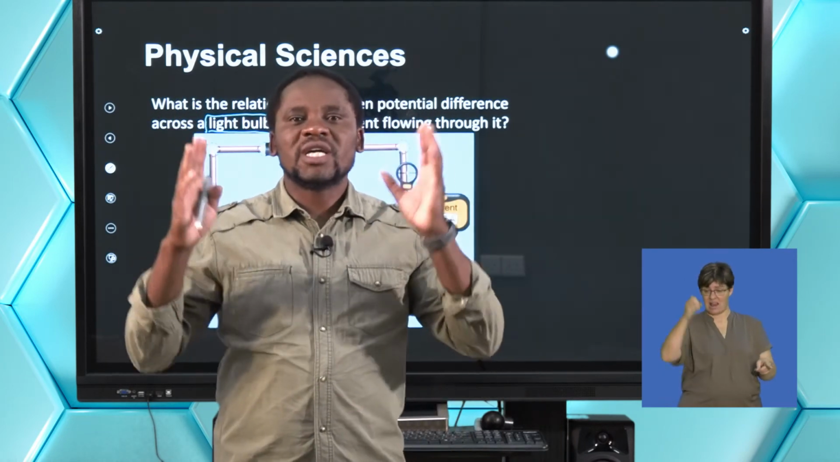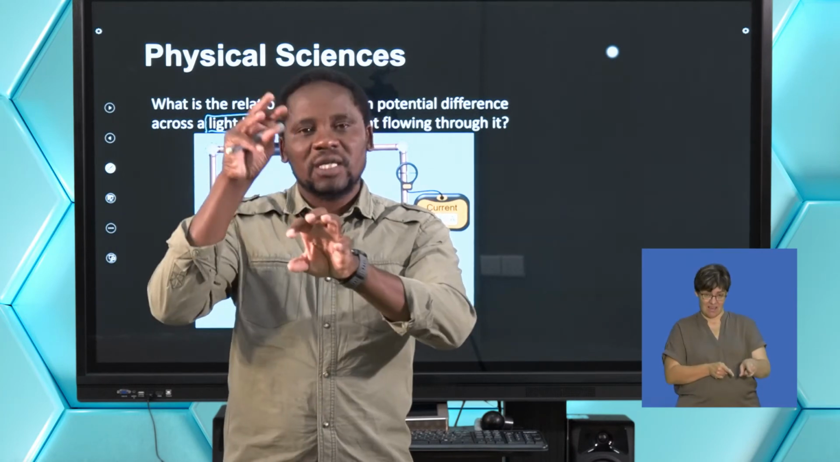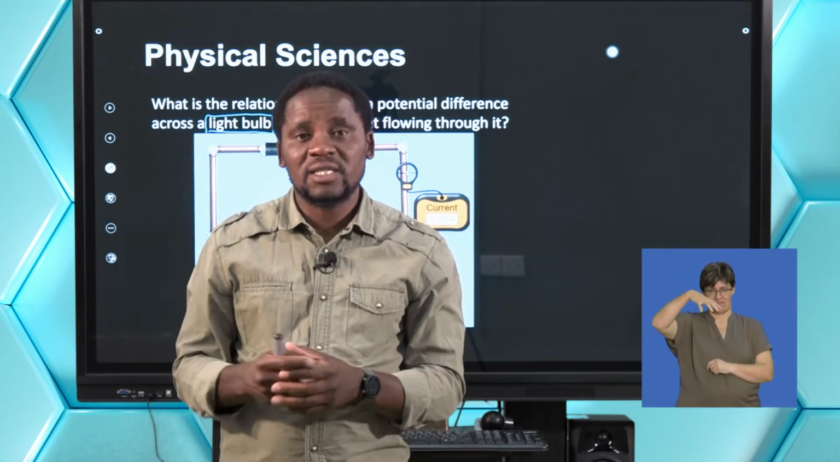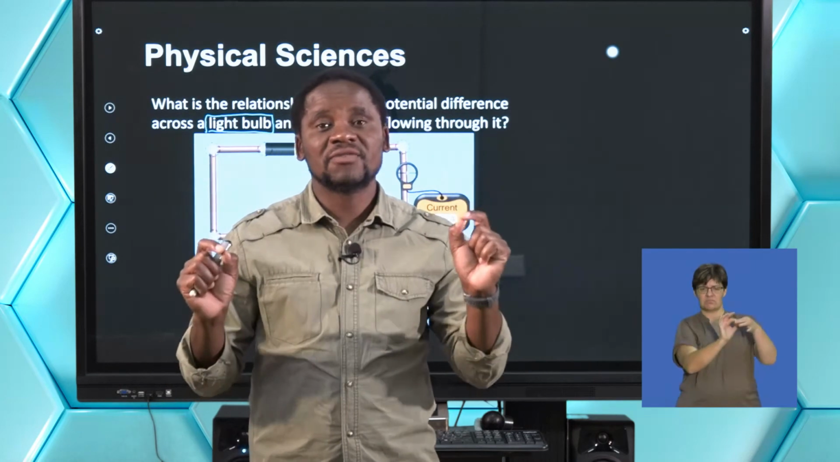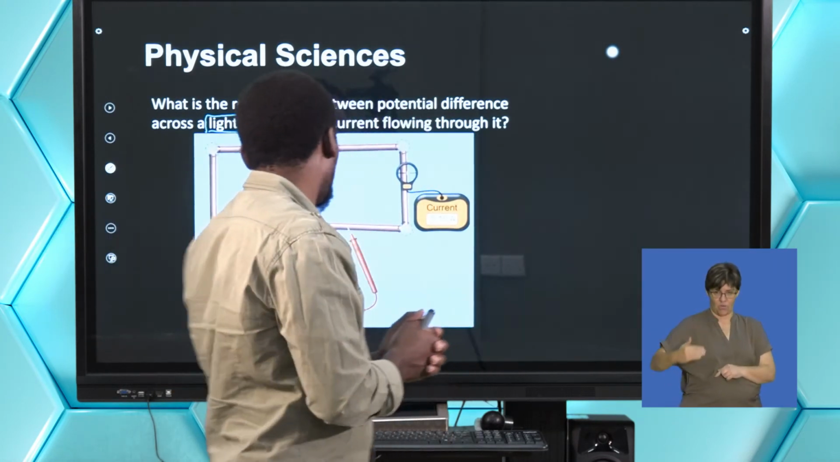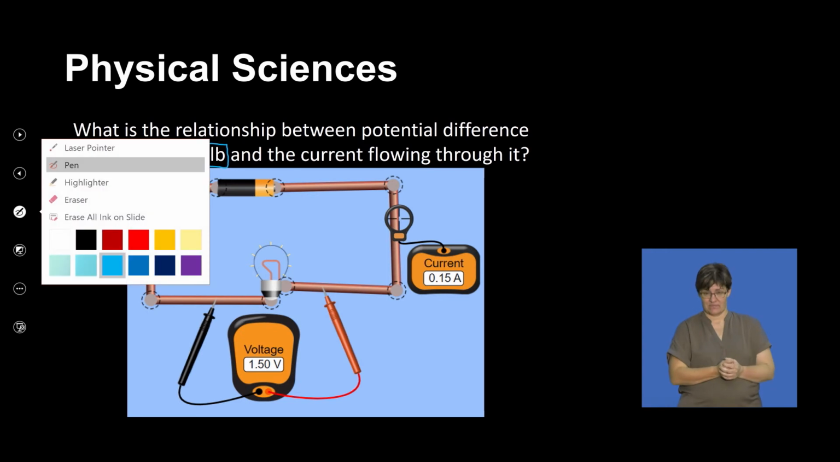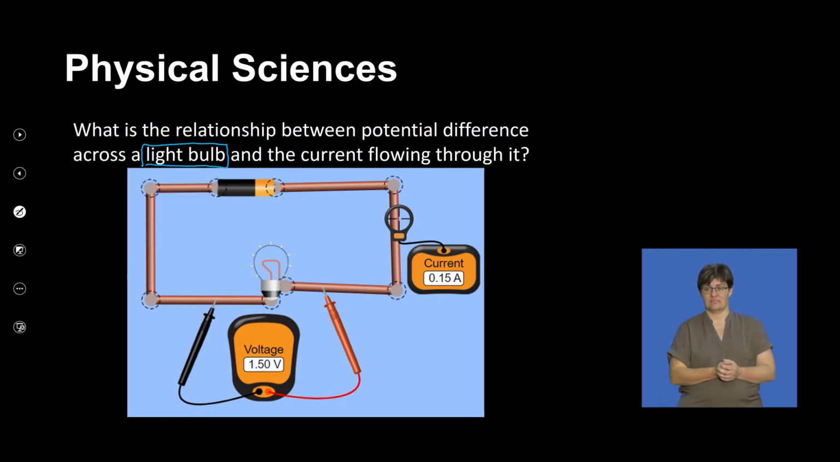So we're trying to establish that in the place of a resistor, we place a light bulb and explore the relationship that exists between the potential difference across that resistor as well as the current that passes through it. So it's a simple circuit, with one cell that is connected at a point, and then we've got only one light bulb there.